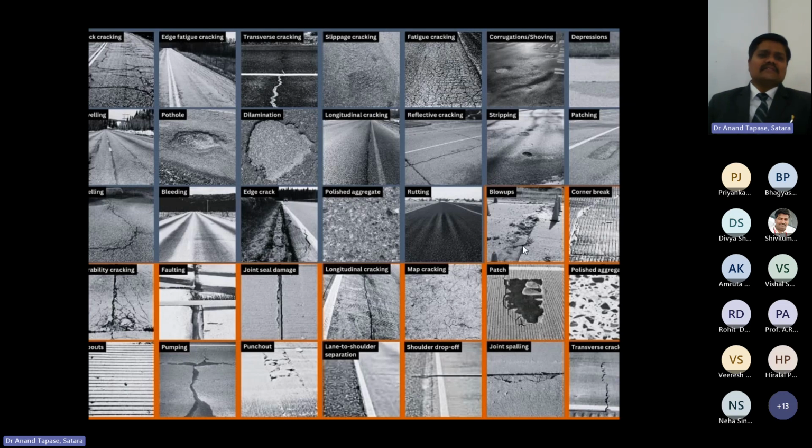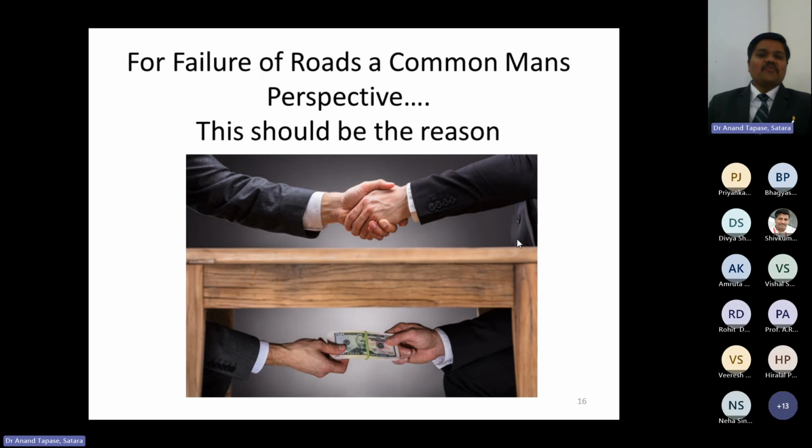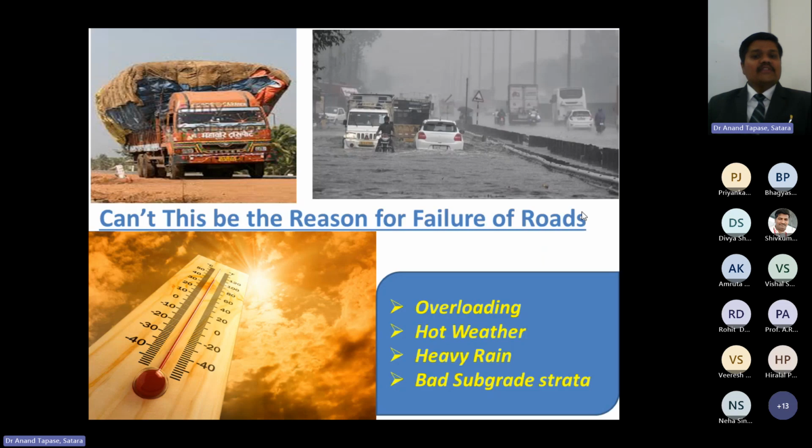So what may be the reason? From the common man's perspective, this should be the reason: just corruption, giving bribes. A common man can think about this. Even we as engineers can think of this on first priority itself. But whether speaking in the right direction, whether this is the only parameter, this may be a parameter somewhere. I'm not completely scratching this out. But whether considering the common man's perspective while designing a pavement will be true, whether other things cannot be the reason for failure of roads.